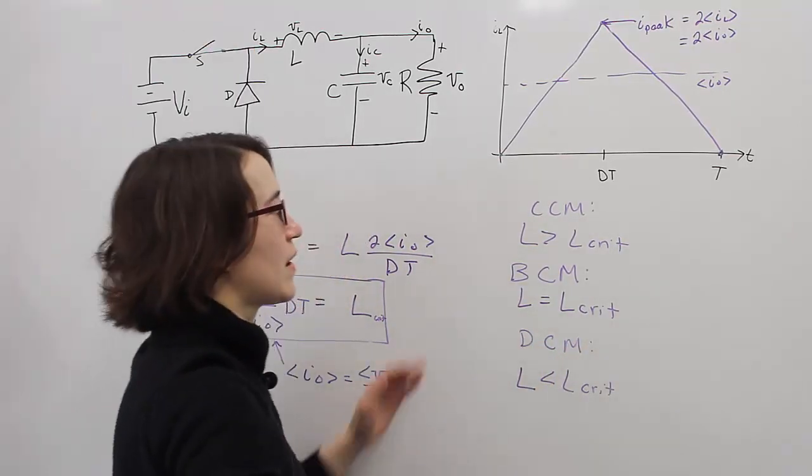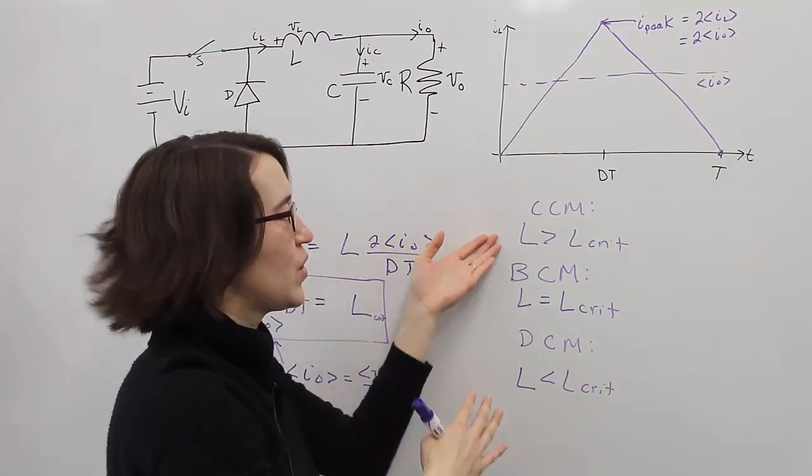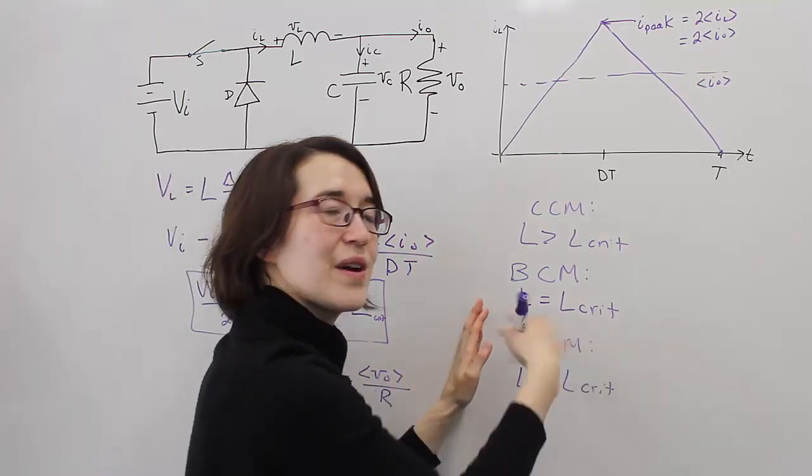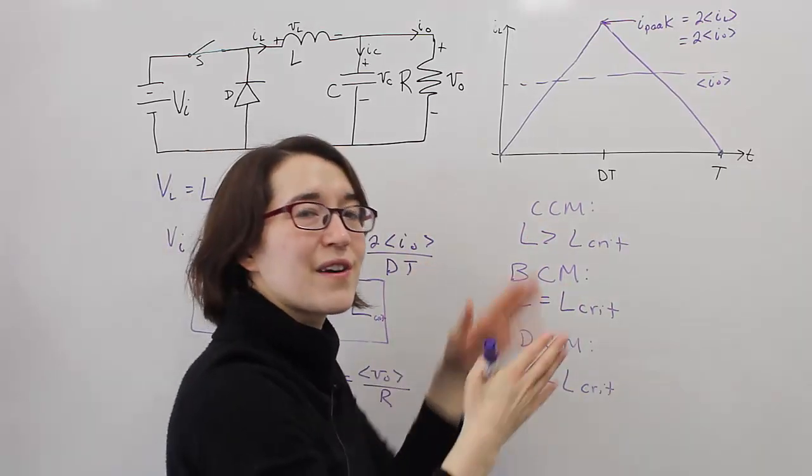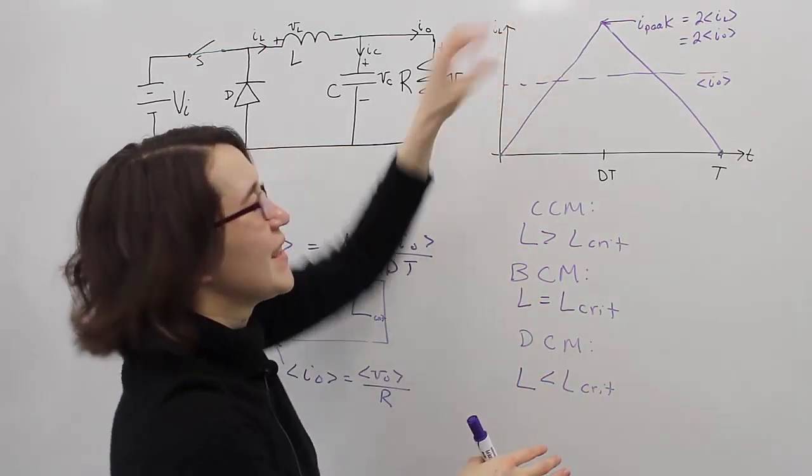So generally, if you want to design for CCM, you can calculate this critical value and then pick a value that's going to be higher than that, and then from there you can figure out exactly how much ripple you would want in your inductor.